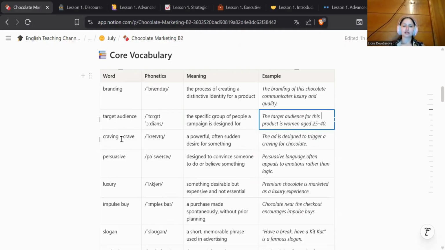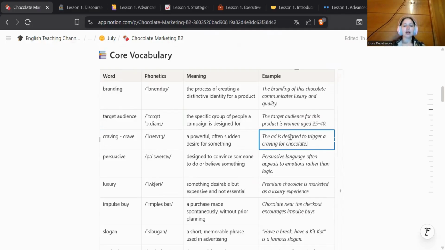The next word is craving. Craving is a powerful, often but not always sudden, desire for something. I can also turn it into a verb, crave. It's like to desire something so badly. For example, I can say, I have a craving for some chocolate. Or I can say, I crave some chocolate, right? And here is an example that is designed to trigger a craving for chocolate.